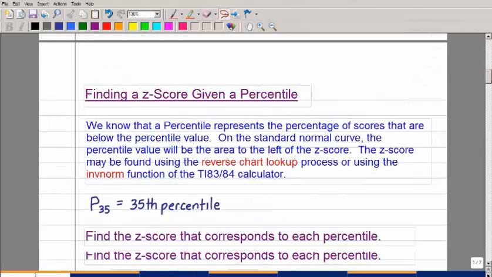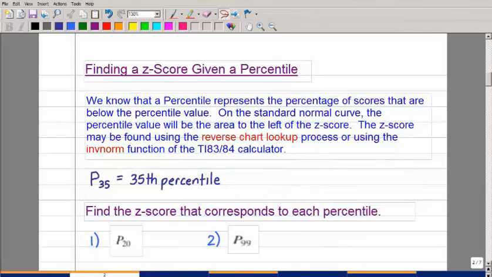That leads us to finding a z-score given a percentile. We talked earlier in the course about percentiles. Specifically, we did quartile calculations. I didn't do any percentile calculations until now. The idea behind a percentile is how much of your distribution has values to the left of that percentile. For example, the 82nd percentile means 82% of your scores are to the left of that number.